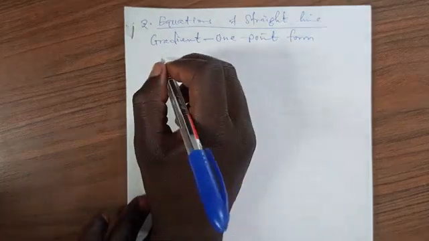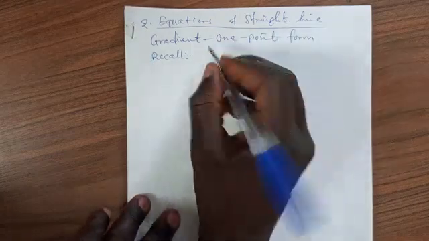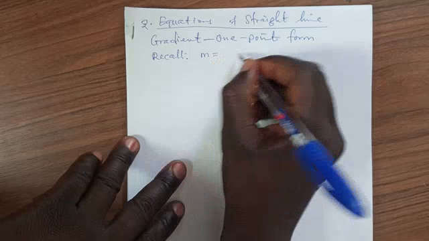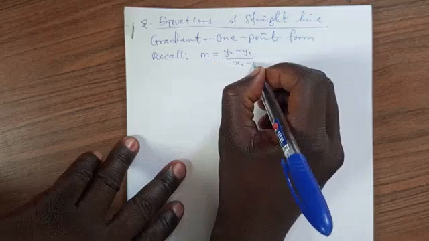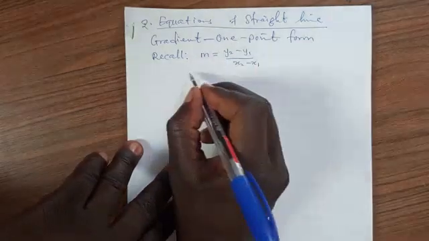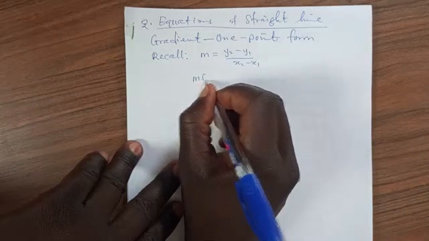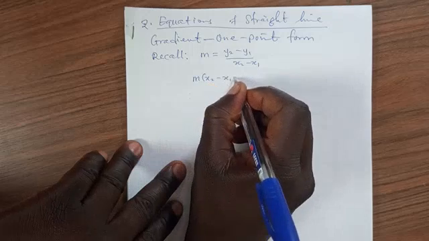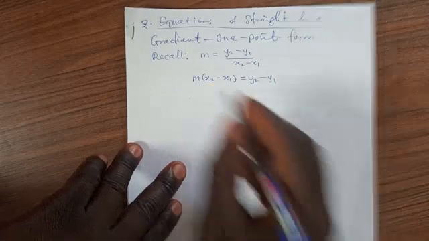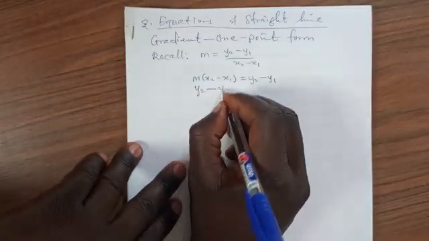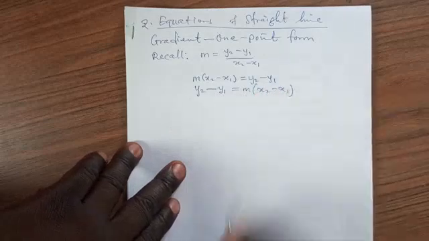It is already known that you should all recall that m, the gradient, is equal to y2 minus y1 over x2 minus x1. But this is the same thing as saying m into x2 minus x1 is equal to y2 minus y1. Or you just say y2 minus y1 is equal to m into x2 minus x1.